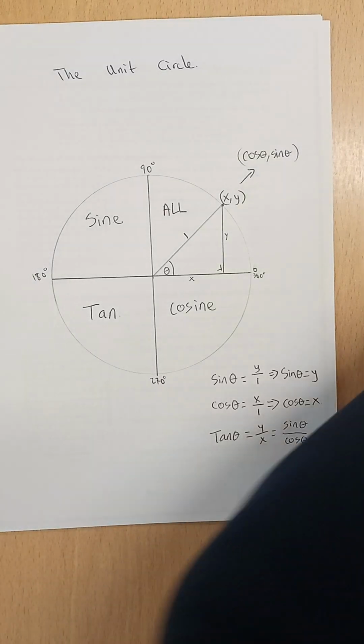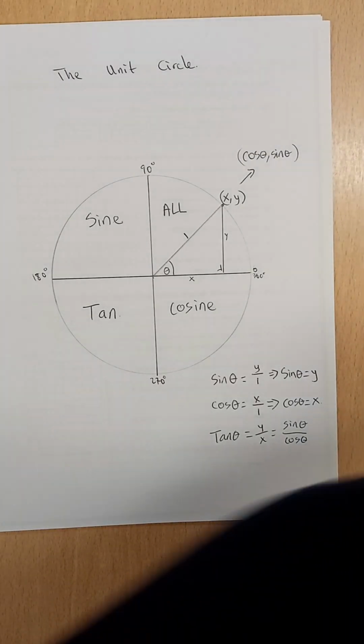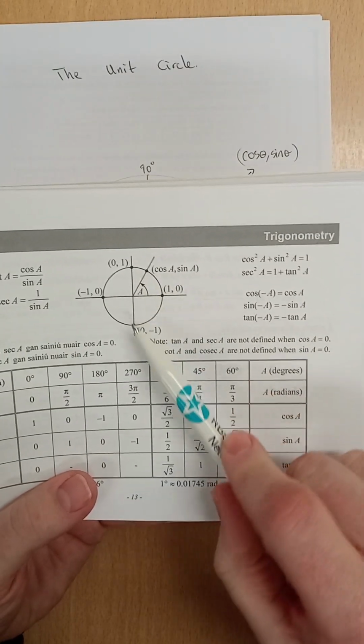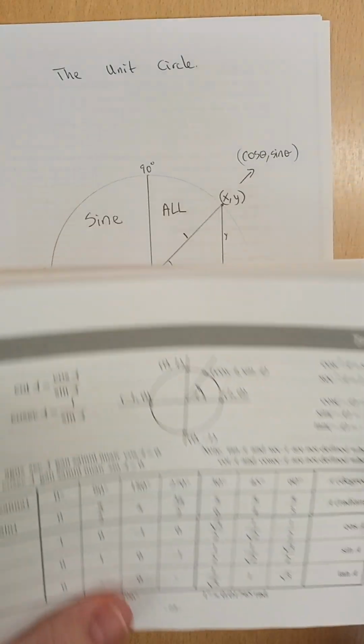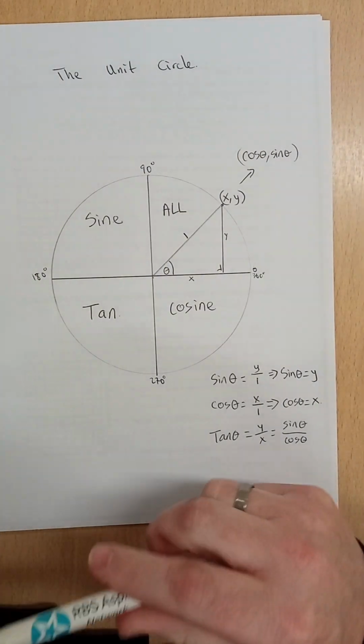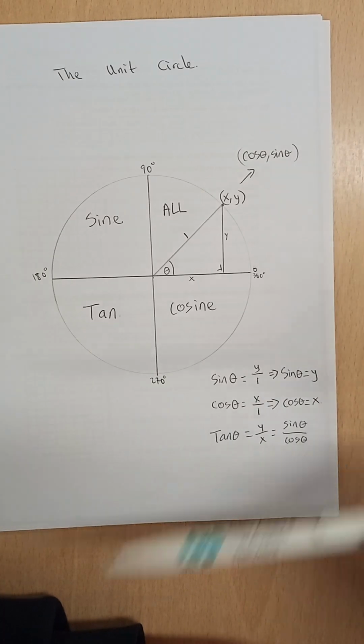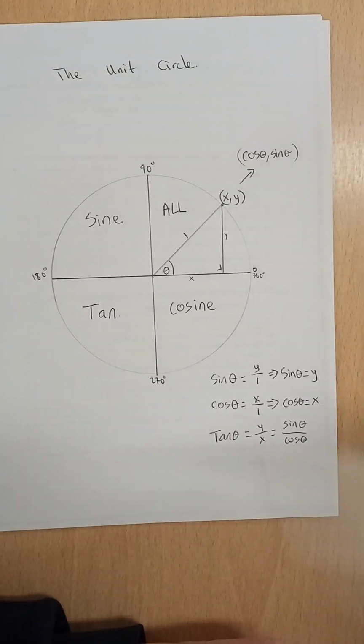It is on page 13 of your log tables, as you can see. They give you a pared down version of it, just showing you the basics. Now, obviously, there's a lot more to it than this. There's a lot more detail we can get out of it, but that's the construction of how it works. And it's important you know that.